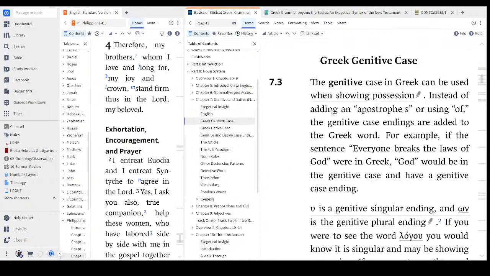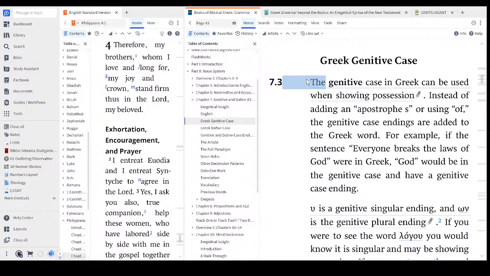So the most basic definition is that the genitive case can be used when showing possession. And that is a basic definition that we're going to get into more and more, that the genitive case shows possession. That is a basic definition. Let me read this right here. The genitive case in Greek can be used when showing possession.